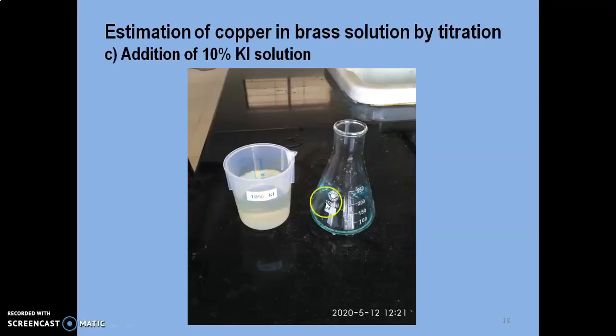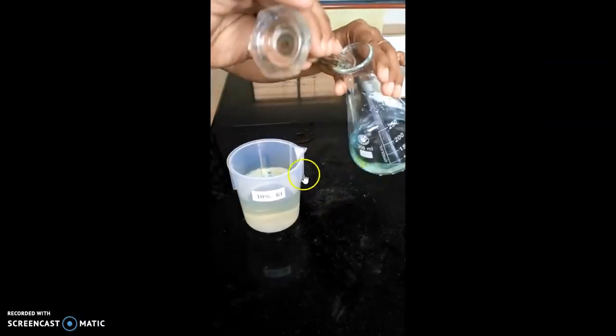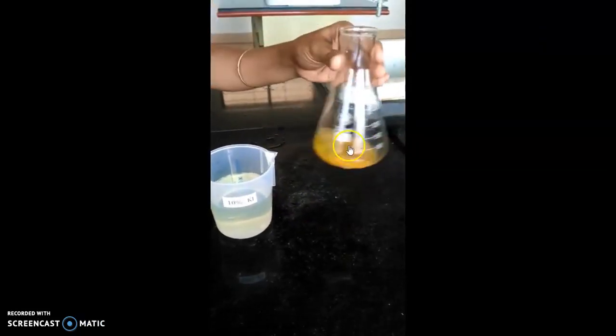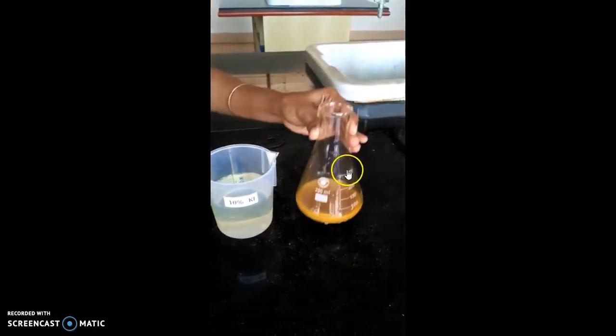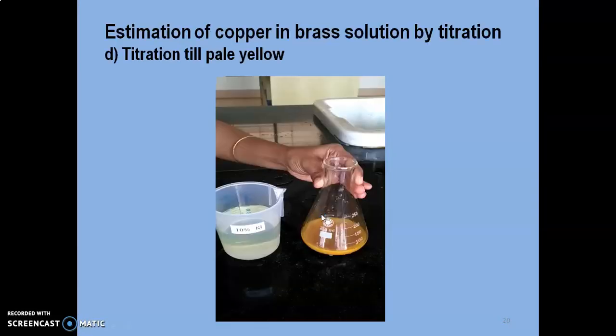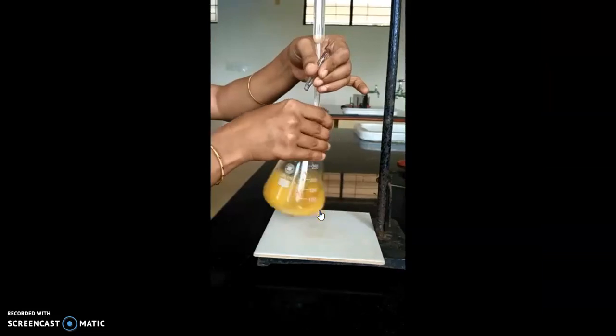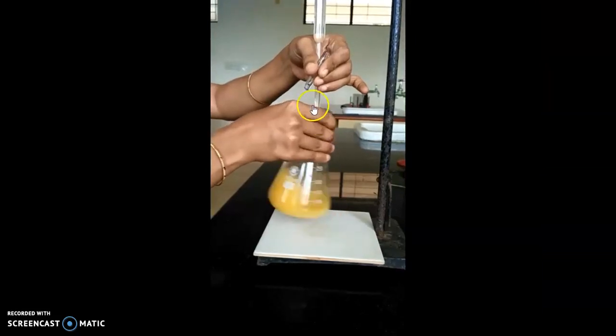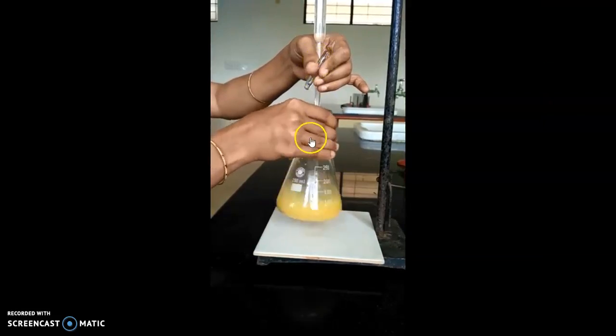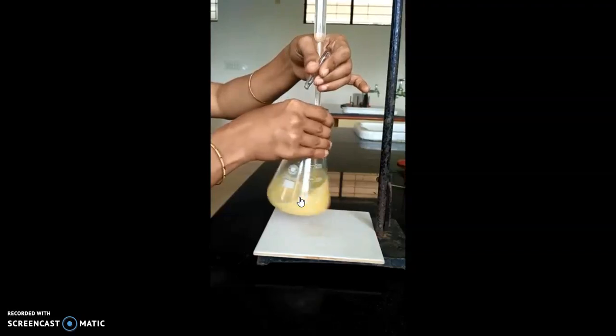Potassium iodide is added to the solution. 5 cm cube of potassium iodide solution is added that will impart the yellowish brown color to the solution. Later it has to be immediately titrated against hypo solution to make it to pale yellow color from yellowish brown color.